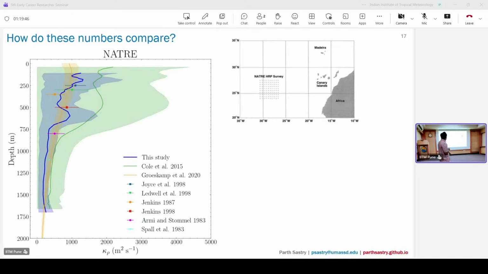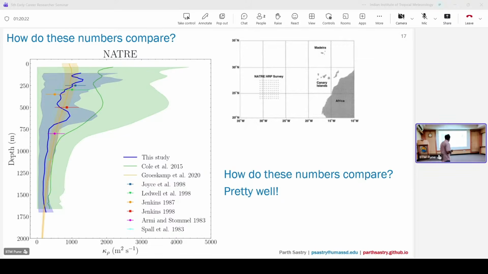And if you compare our numbers, which are in blue, to observational estimates from the NATRE field campaign, which are these dots at different depth levels, you can see that our estimates match quite well, well within the bounds of error. Our estimates also match the semi-empirical theoretical estimates of Groeskamp, who used the mean flow suppression theory to devise diffusivities. And both of our numbers are much lower than Sylvia's, because Sylvia's method was mixing the variance due to two processes into her analysis.